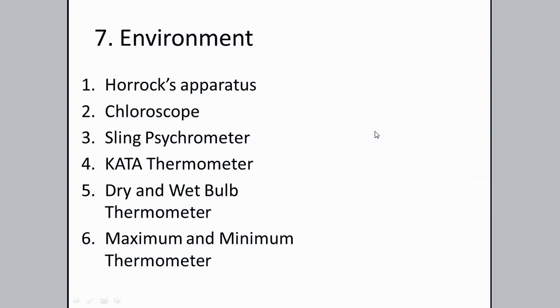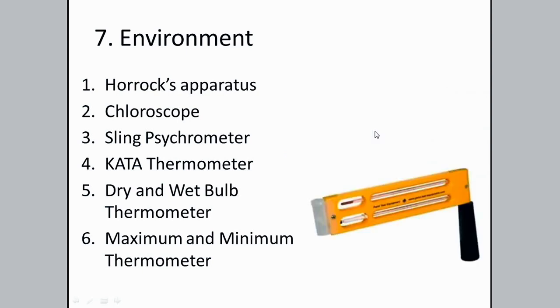Then we have the sling hygrometer, which is used in the measurement of humidity. We hold it here and rotate it at a constant speed. This will help us in measuring the humidity.